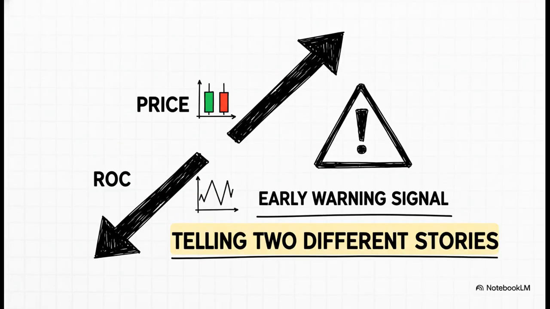And that brings us to our third and maybe the most powerful signal of them all, divergence. This is what happens when the price on your chart and the momentum indicator start telling you two completely different stories. And when that happens, you really want to pay attention because it can be an incredible early warning sign.